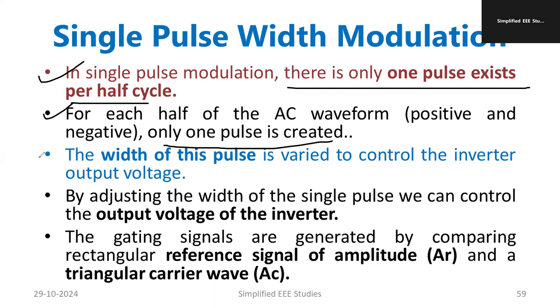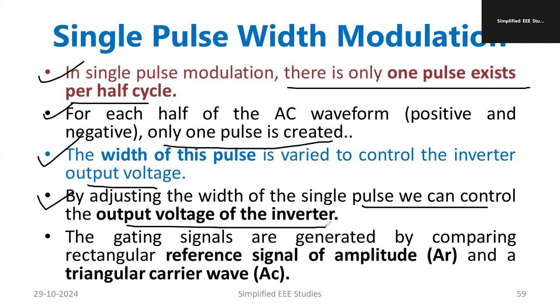Moreover, the width of the pulse is varied to control the inverter output voltage. The width is directly proportional to the output voltage: more width, more voltage; less width, less voltage. I'll be showing you the waveform so that you understand clearly. By adjusting the width of a single pulse, we can easily control the output voltage of an inverter.